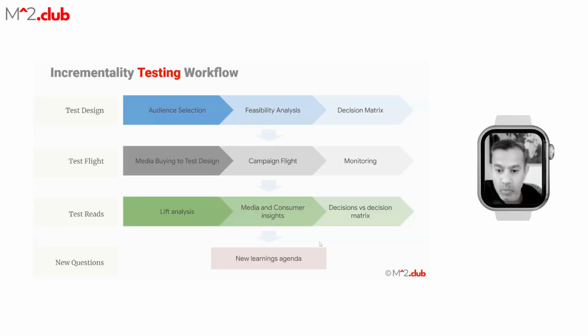Common testing workflow. Okay, and this is the testing workflow. It breaks down into three broad phases or steps, I would say. The first step is to design the test, the test design. The second step is to flight the test. The campaigns that are part of the test get flighted, so test flight. And third is to read the test, to understand what actually happened as a function of running the test, what lift did we get or not get, and that's the test read. So test design, test flight, test reads, okay?